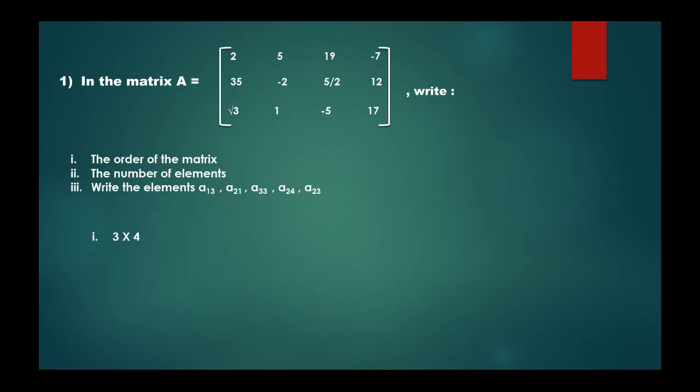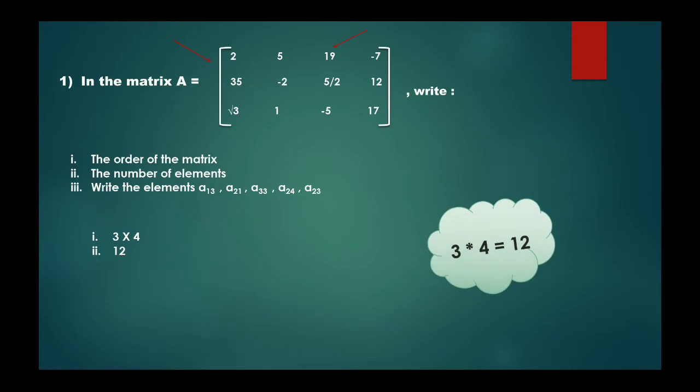Now, the order of the matrix is 3 into 4. Let me tell you why. How many rows do we have? 2, 5, 19, minus 7; 35, minus 2, 5 by 2, 12; and root 3, 1, minus 5, 17. Those are our rows. So we have 3 rows and 4 columns. Next it says write the number of elements. The number of elements is 12 because 3 into 4 gives 12. 3 rows, 4 columns, 12 elements.